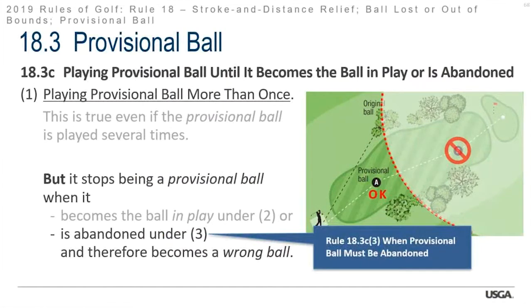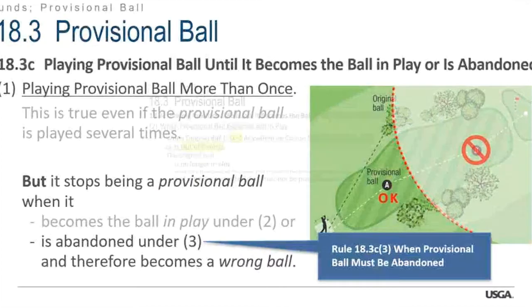All right, but it stops being that provisional ball when it becomes the ball in play under one of the situations that we've talked about, or it is abandoned if we just leave that provisional ball alone, and therefore it will become a wrong ball. So if we get to a situation where the original ball is found, the provisional is out of play, okay, and it will no longer be a provisional ball. Or if that provisional ball becomes the ball in play, it is no longer obviously a provisional ball, it is now the ball in play. We'll talk about when that provisional ball must be abandoned very shortly.